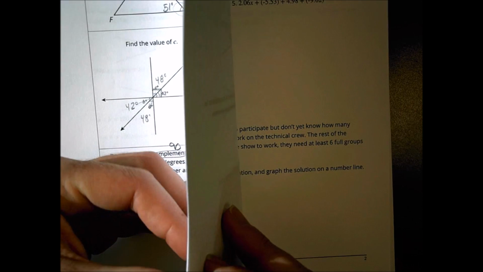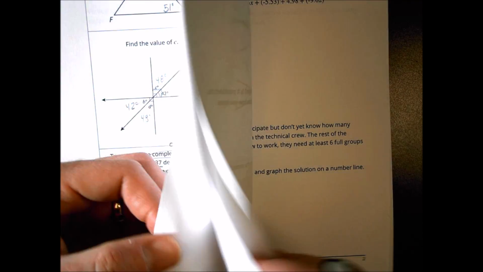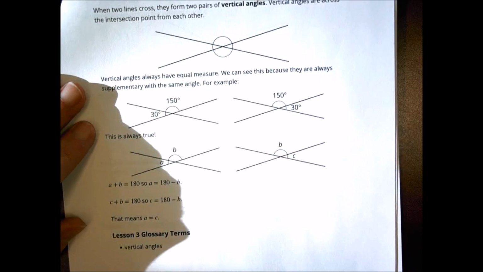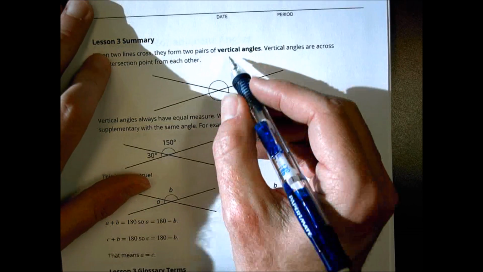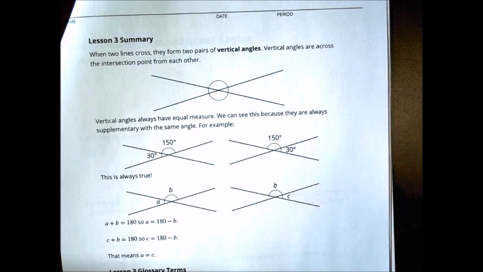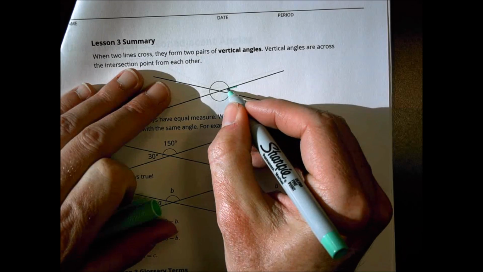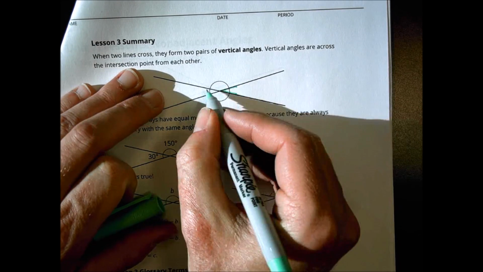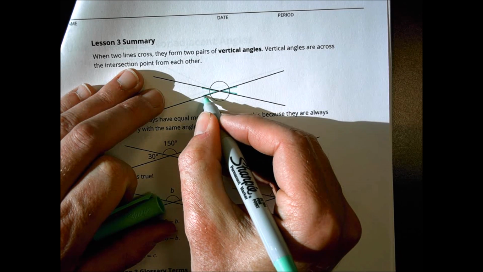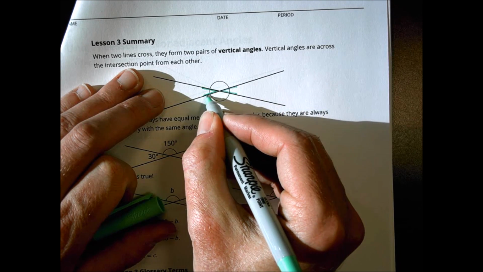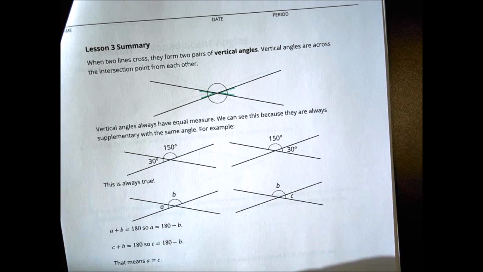So in summary, in today's lesson here, we're really talking about vertical angles as one major thing, that when two lines cross, they form pairs of vertical angles. Vertical angles are across the intersection point from each other. And that really is one of your big takeaways from today's lesson. All right, so they are across this intersection like this. So you might want to at times use some color markers like this to show that these are going to be the same, right? Those are going to be the same.